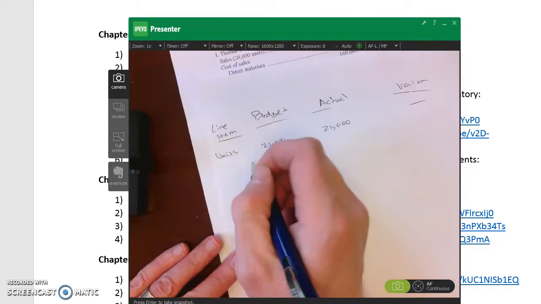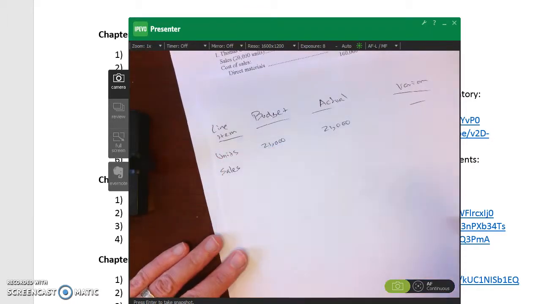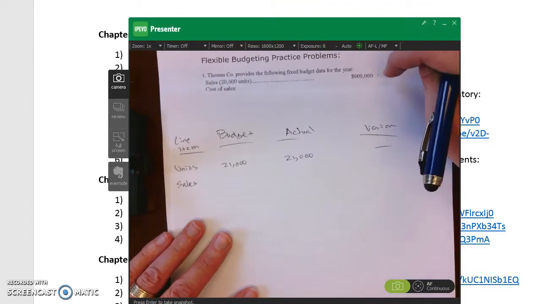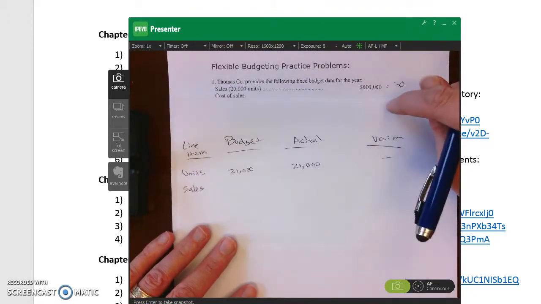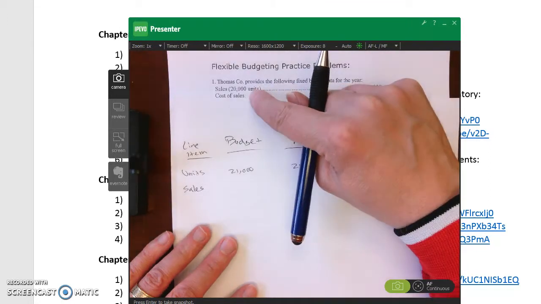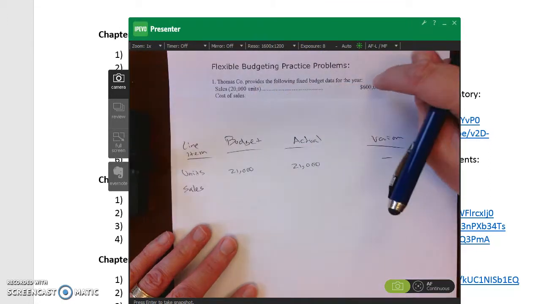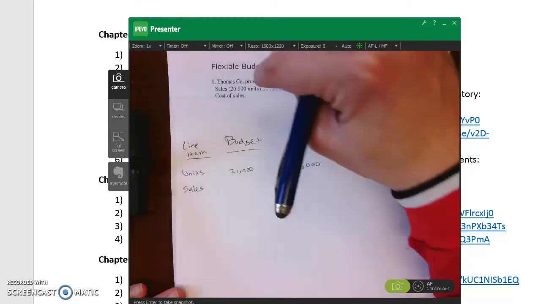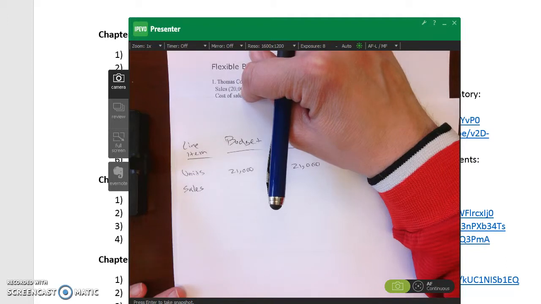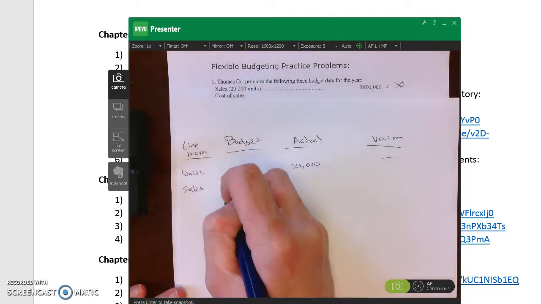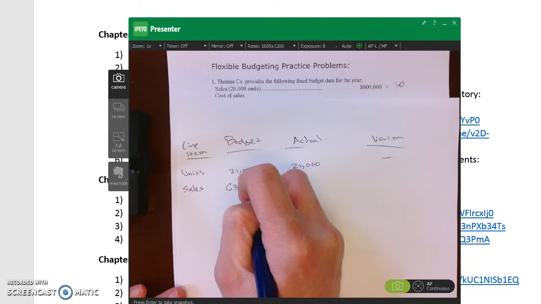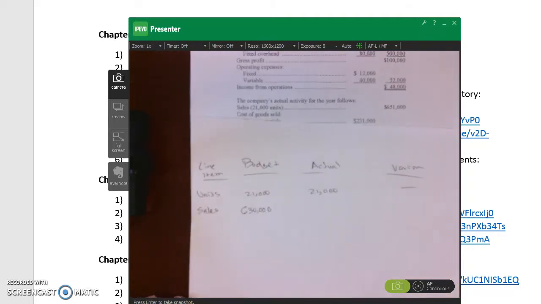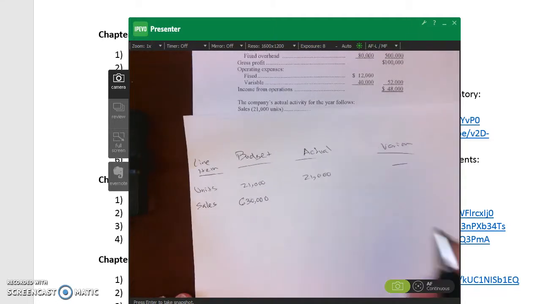Okay? Then we'll come over here and we'll say sales. Now, what would sales be? What should sales have been? Let me ask it that way. What should sales have been if we sold 21,000 units? Well, we said the price per unit is 30. We would take 30 times 21,000 units, and then that would give us $630,000 in sales. And then what we do is we had actual sales equal to 651.